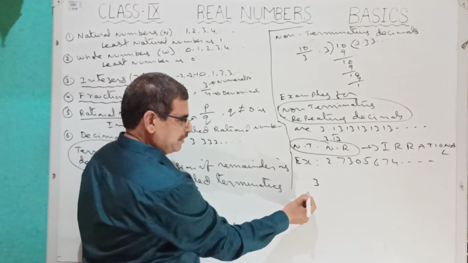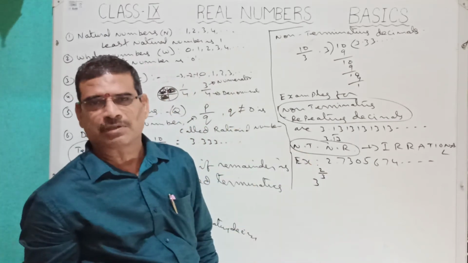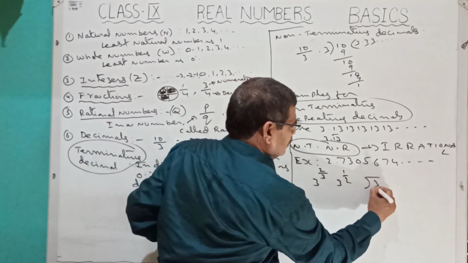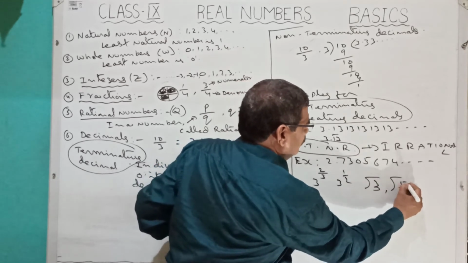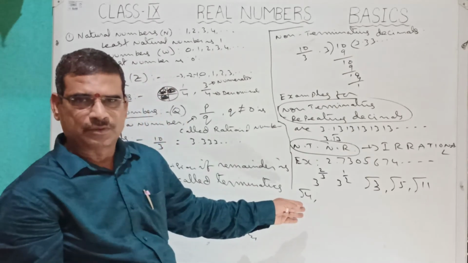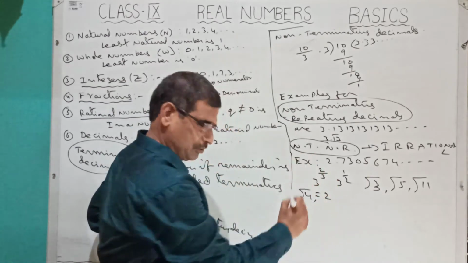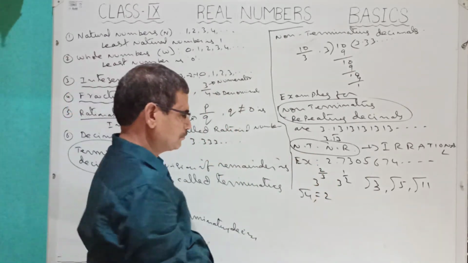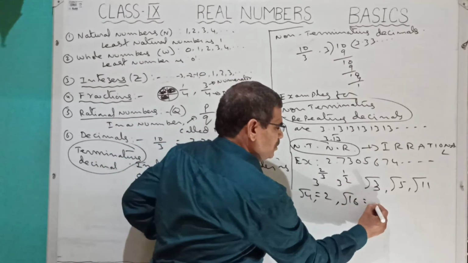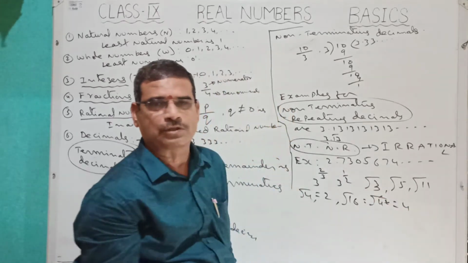For example, I am writing here 3 with exponent 2 by 3. This is an irrational number. 3 power 1 by 2 means root 3. Irrational number. Root 5, irrational number. Root 11, irrational number. Root 4 is not an irrational number, because root 4 has an answer. For root 4, the answer is 2. This is a rational number. Root 16 is a rational number, because the square root cancels, answer is 4.